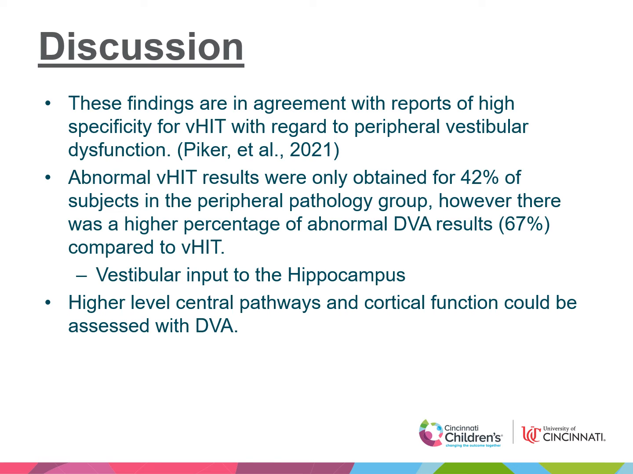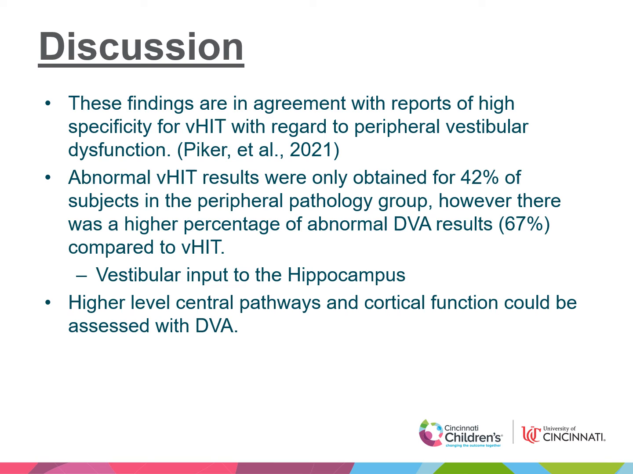One of the main roles of the hippocampus is our memory. When the vestibular input is diminished, the hippocampus is affected, and thus our memory is affected. When our memory is impaired, spatial tasks, such as those seen in DVA testing, can become more difficult to accomplish. This could help explain the higher abnormal DVA result in the peripheral dysfunction group.